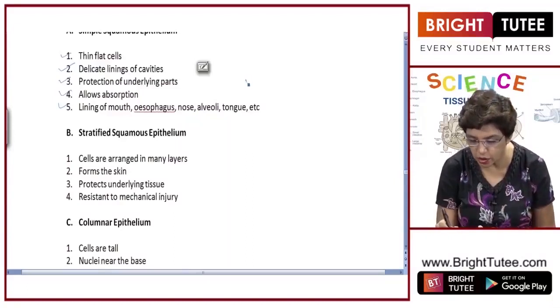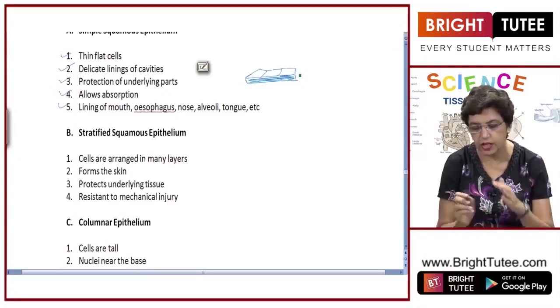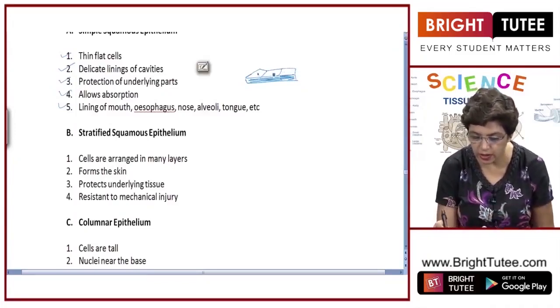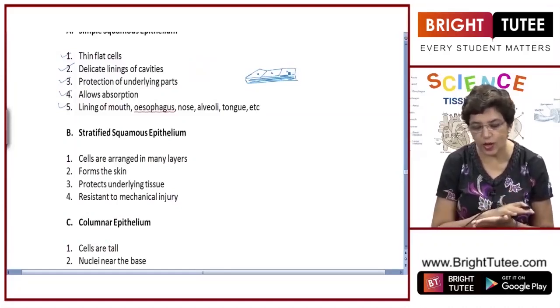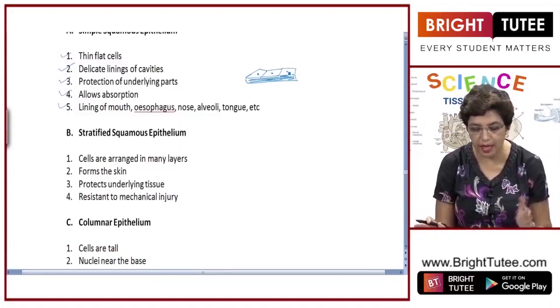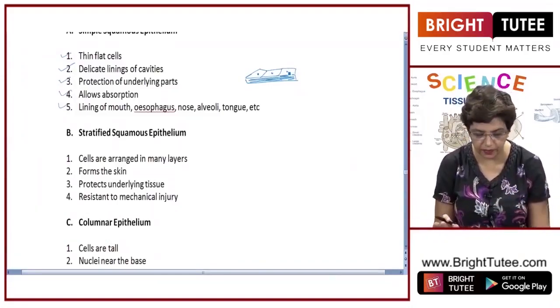Okay, so let me draw a diagram to help you understand. This is the basement membrane made up of collagen and the cells are flat, thin, one after the other, and nucleus with all other characteristics. So that is why they are called simple squamous epithelium. They form a thin flat layer, very delicate lining.